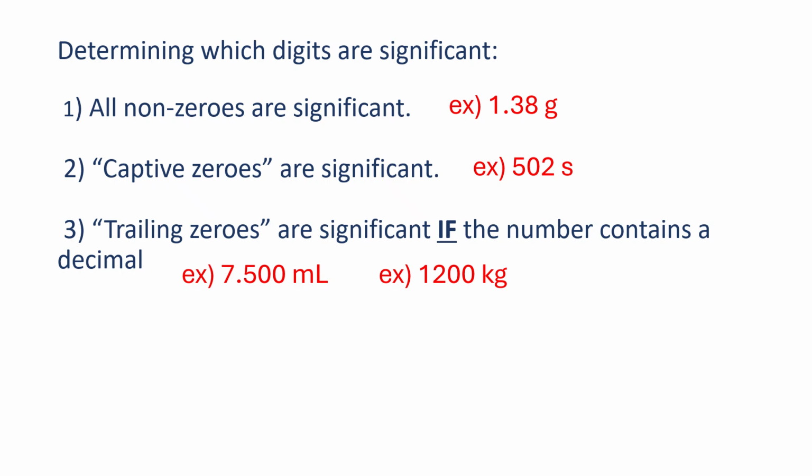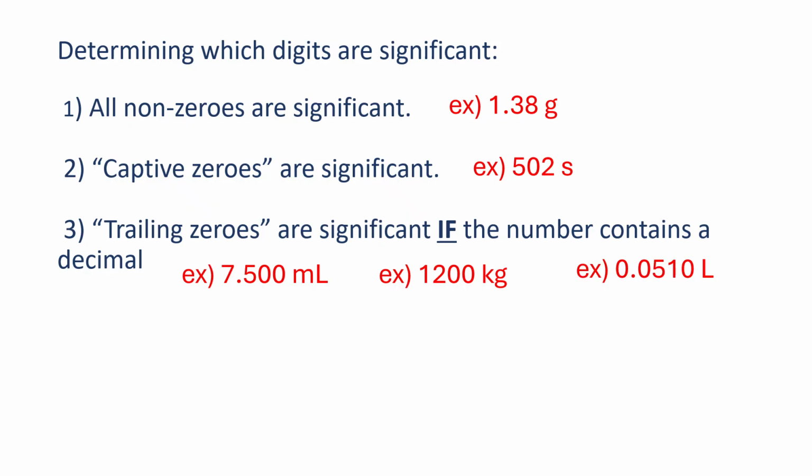So this number would only be reliable to the nearest 100 kilograms because the last significant figure is in the hundreds place. You could also say that this number only has 2 Sig Figs, but we keep these zeros there as placeholders, but they're not considered Sig Figs.